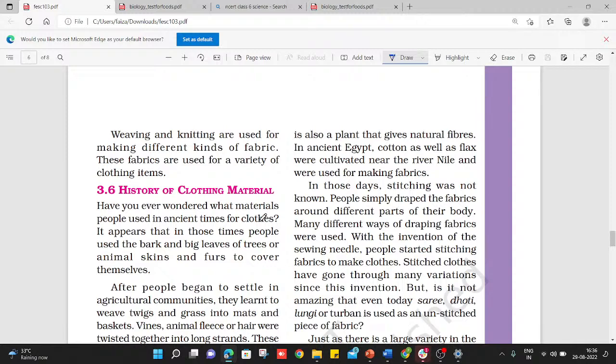With the invention of the sewing needle, people started stitching fabrics to make clothes. Okay, stitched clothes have gone through many variations since this invention, but is it not amazing that even today, sari, dhoti, lungi are used as an unstitched piece of fabric?